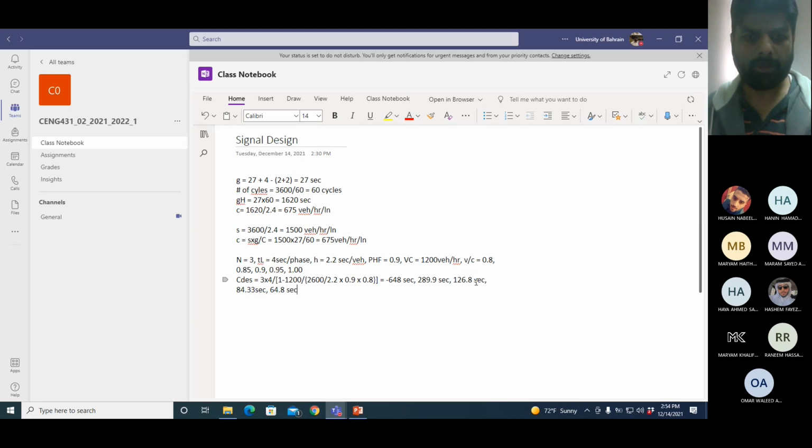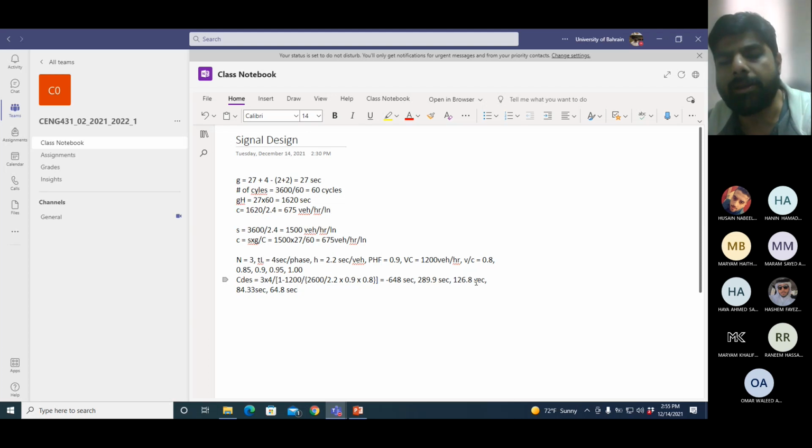Normally we round off the cycle lengths, but for the time being, just keep it as it is. You can see two important points here. First of all, when you increase the V by C ratio, cycle length decreases. Why? Because when you increase the V by C ratio, you are making capacity closer to the volume, so you are actually decreasing the capacity. Then you need less cycle length.